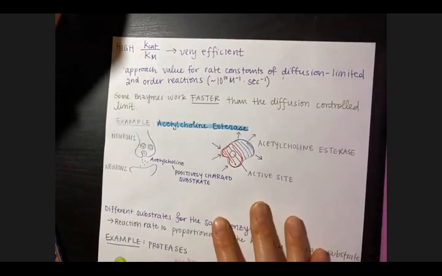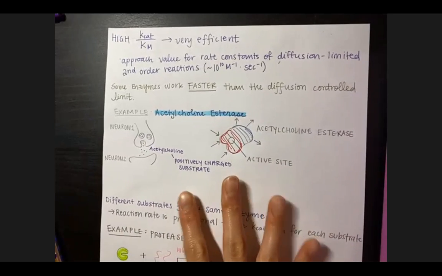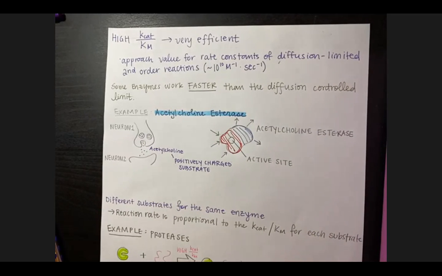So going back to catalytic efficiency, when you have a high kcat over Km, that means that you have a very efficient enzyme. As you approach the value for the rate constant of diffusion limited second order reactions, 10 to the 9 or 10 per molar per second, that's going to be a very good enzyme because you're basically only limited by how fast the enzyme and the substrate can collide in the correct orientation. Some enzymes are able to work faster than the diffusion controlled limit. One example is acetylcholine esterase.